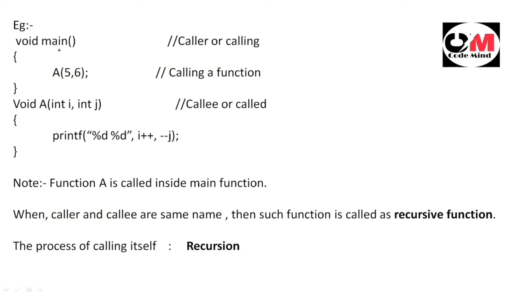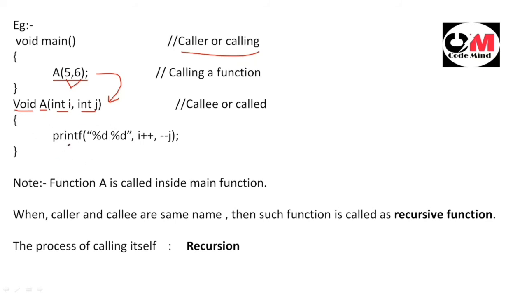For example, void main, a(5, 6). This is called the caller, the calling of the function. So a is the function name and it is passing two values, which are 5 and 6. Whenever it sees this statement, it will directly jump to the function. This is called the calling of the function, and this is called the callee. So void a, this function is returning nothing. This is the function name, int i and int j. So 5 is stored in i and 6 is stored in j.